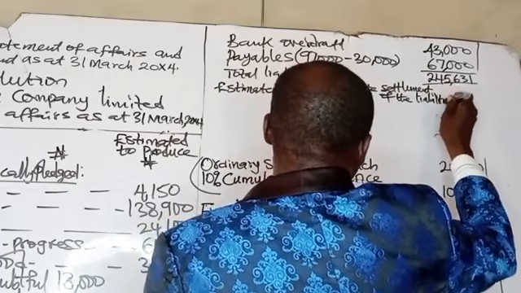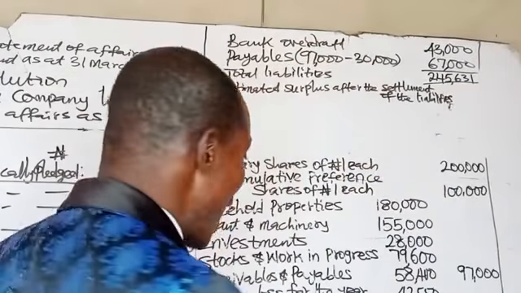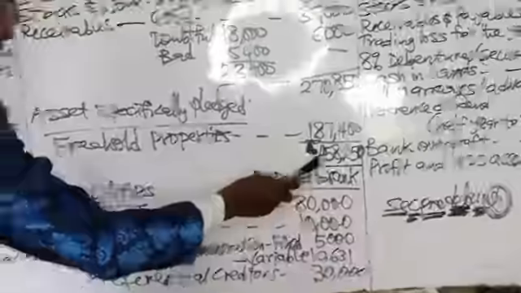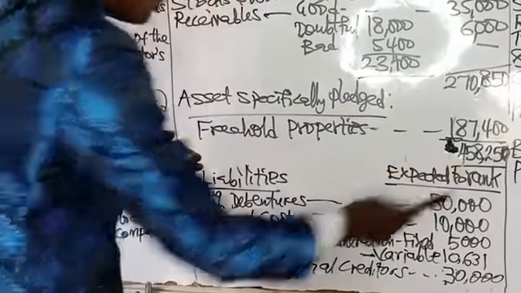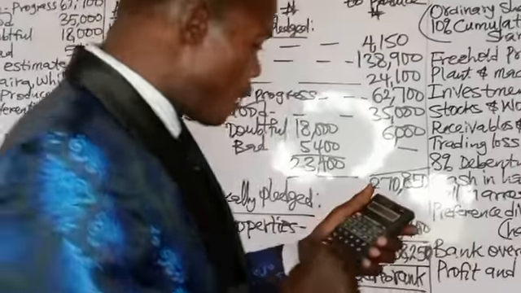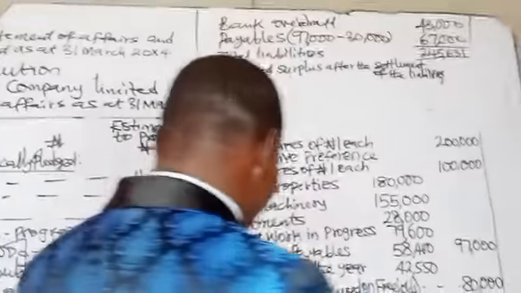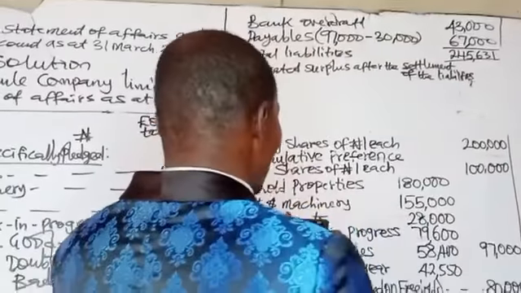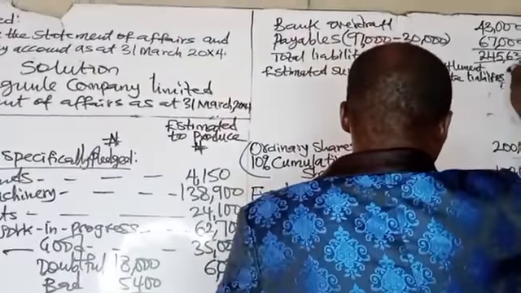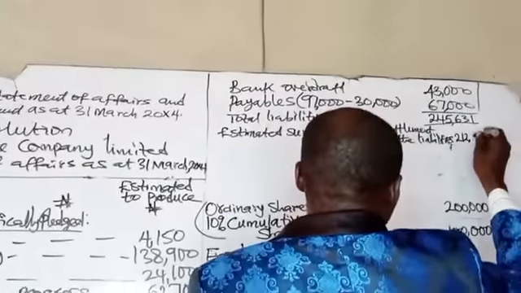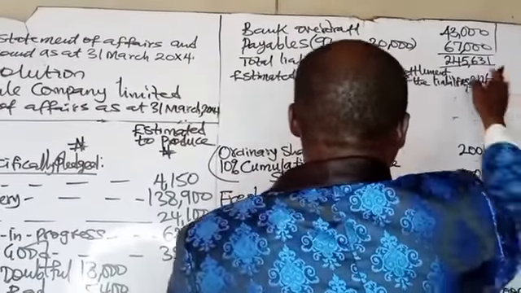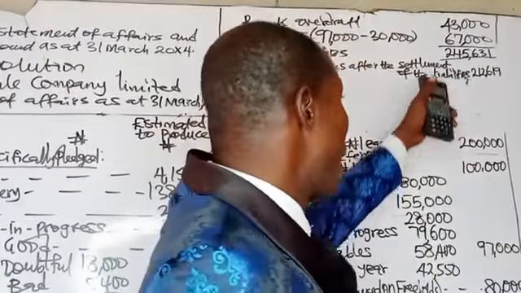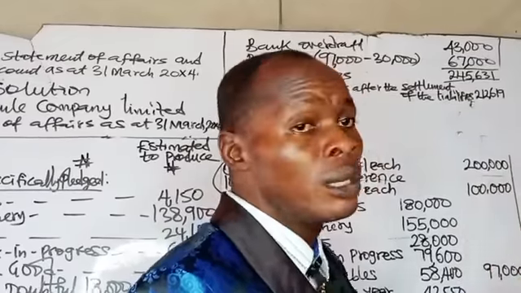Now, how much is the realizable value of the assets? The realizable value of all the assets is 458,250. You now subtract the sum of all the liabilities from that realizable value of all the assets. Then the net difference is 212,619. This is the balance available for distribution to the contributories.